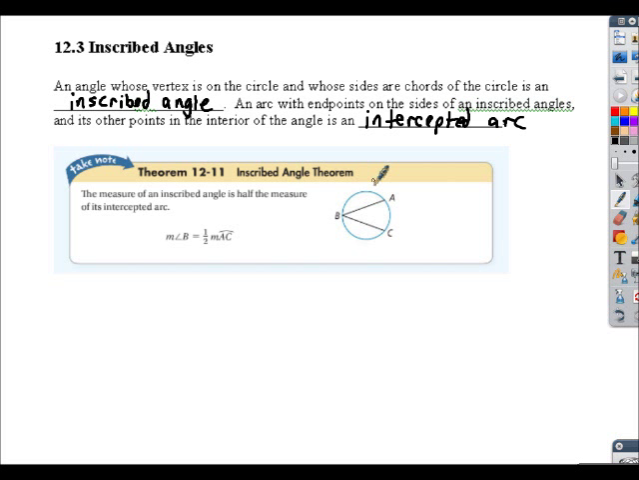So if you look at this picture right here, angle ABC is an inscribed angle, and the intercepted arc is the arc between the two endpoints, arc AC. All right, now the measure of an inscribed angle is half the measure of its intercepted arc. So angle B is half of the measure of arc AC.